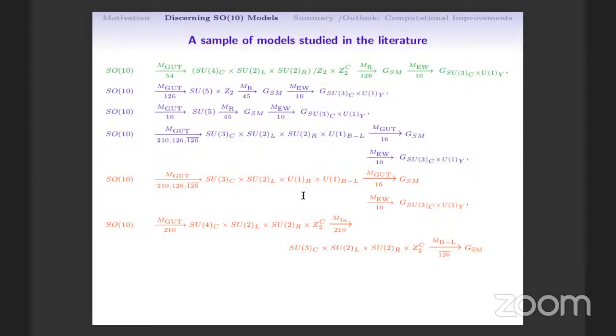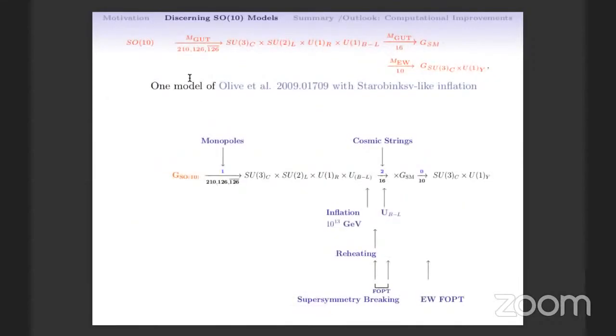So I start with this one. I will explain this. This is based on a model in this review article in which the construction of inflation is based on Starobinsky-like inflation. And this has very nice features. The main feature is that it is broken by some Higgses of dimension 10, 210, a pair of 126, down to not the Pati-Salam, but directly to SU(3) color, SU(2) left, U(1) right, U(1) B minus L.